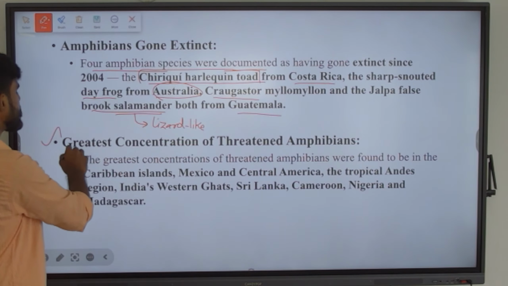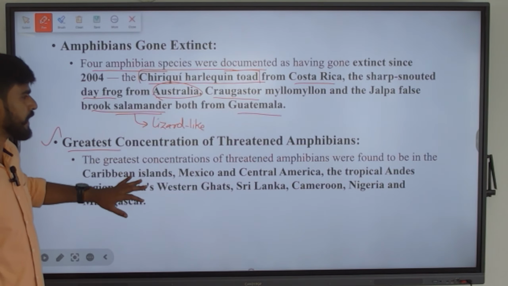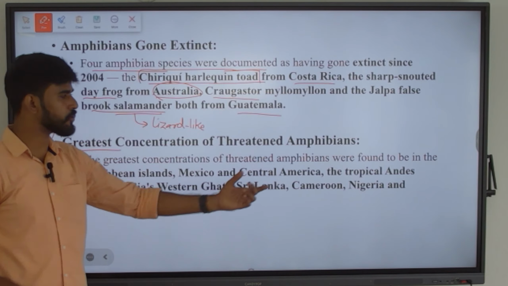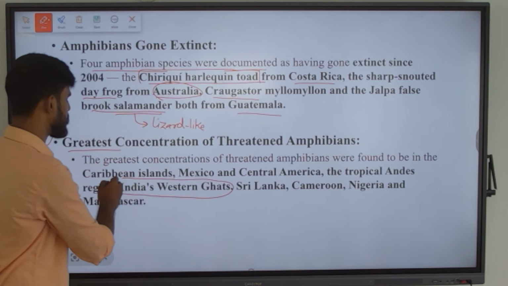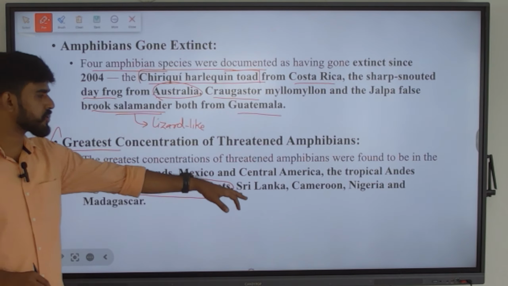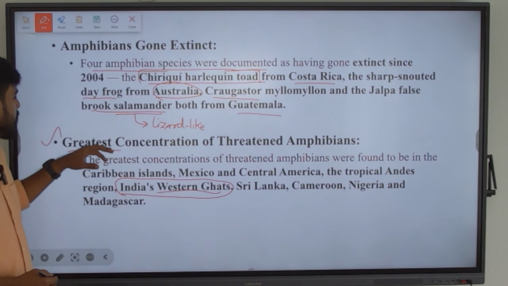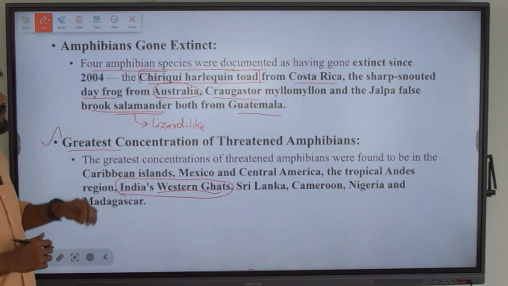Next is, there is a greatest concentration of threatened amphibians in some areas. What are the areas? That is the Caribbean islands, Mexico, Central America and the tropical Andes region, and in India it is the Western Ghats region. This is important, okay? So in India it is the Western Ghats area, and also in Sri Lanka, Cameroon, Nigeria and Madagascar. In all these areas there is the greatest concentration of threatened species of amphibians, okay?